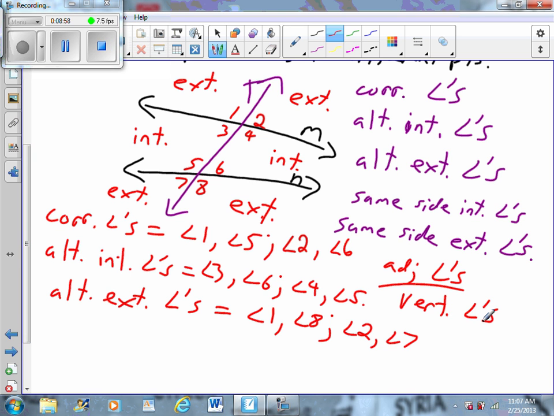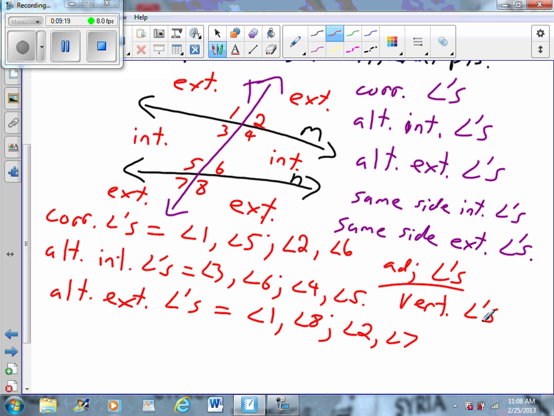Vertical angles are also in here, so you've got multiple sets of angles that you're going to have to contend with. It'll help you in trying to figure out the relationships of the angles with respect to each other and in trying to find angle measures as we go. Okay, so we've got corresponding angles, alternate interiors, alternate exteriors.